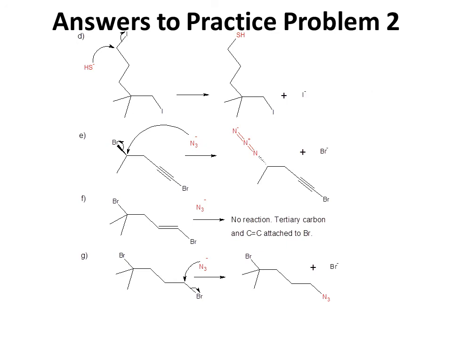In problem D, thiolate anion, HS-, reacts exclusively at the primary iodide at the top of the molecule because the other iodide is part of a neopentyl structure. You look at the area right next to that primary alkyl iodide, there is a tertiary carbon attached to it, which makes it neopentyl, so there's no reactivity at the bottom portion of the molecule, only the top portion.